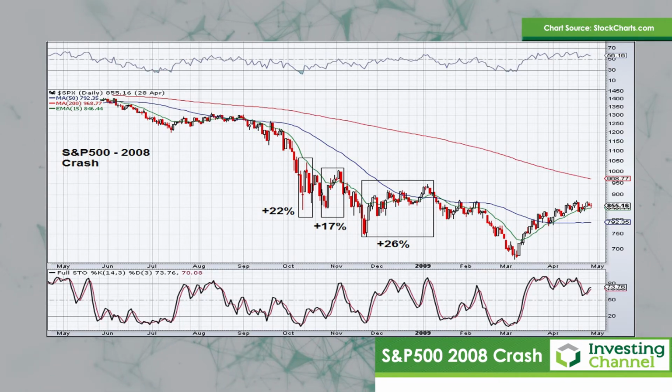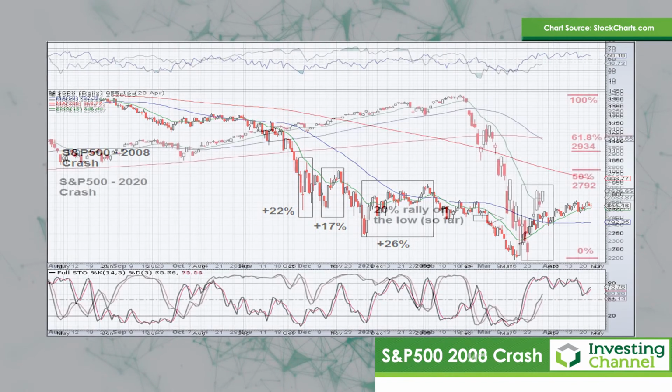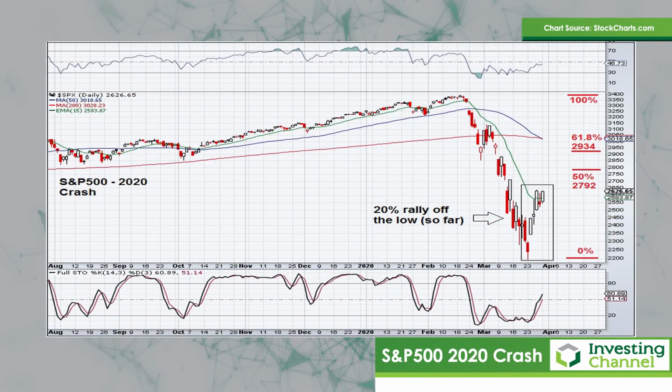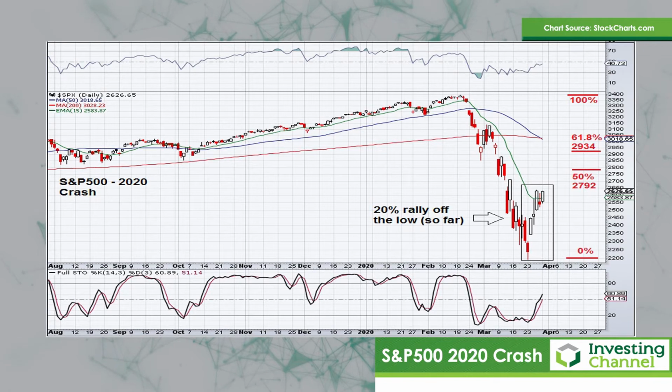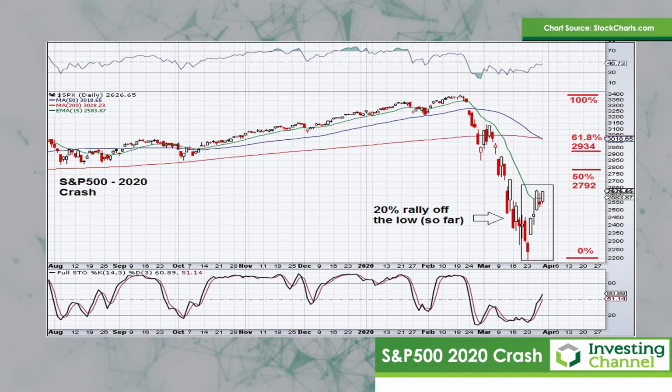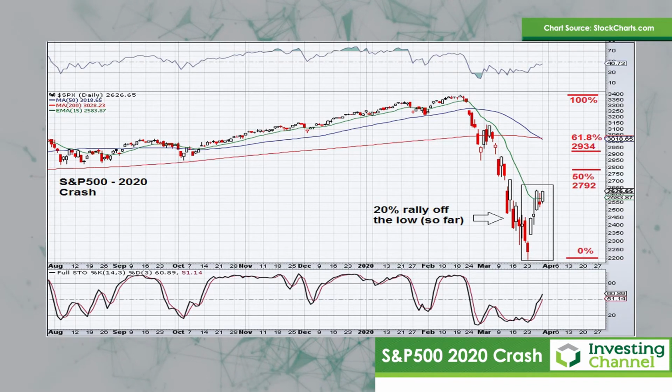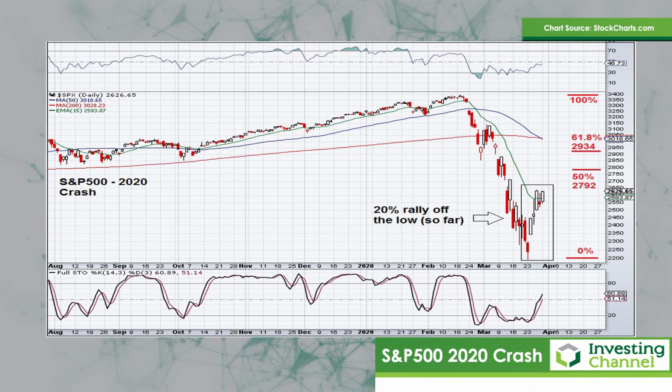So if we bring it back to the current chart of the S&P 500 now, this crash that we're seeing in 2020, you can see that we've seen the market fall very rapidly. This was the most rapid descent ever in a market crash. But also notice that we're now 20% up off the recent lows. So this has all the hallmarks of a classic bear market rally.